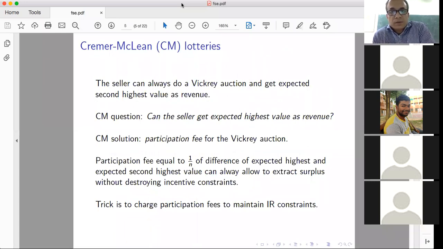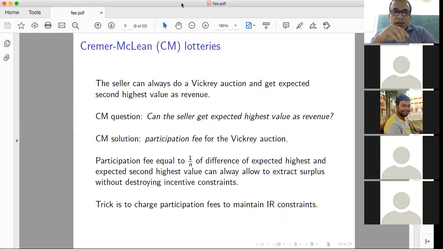The main insight of the paper is what is now known in the literature as the Kremer-McLean lottery. Kremer and McLean basically introduced this idea of a participation fee, which can be thought of as a lottery given to the bidders before they participate in the auction. Here is how they think about the mechanism which can extract all the surplus.